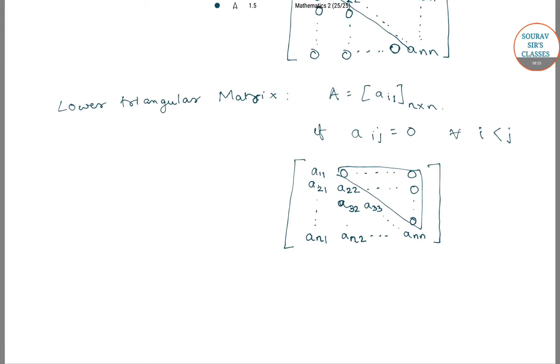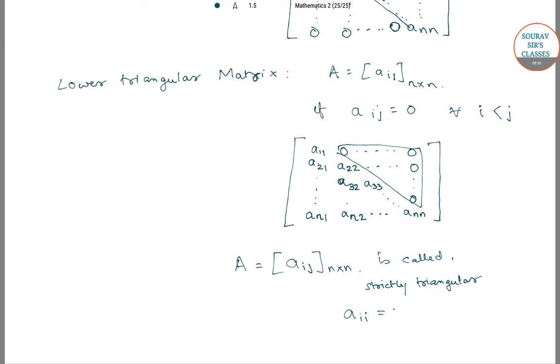A triangular matrix of order n is called strictly triangular if Aii is equal to 0 for all i equal to 1, 2, and so on till n. So if the diagonal elements are also 0, then the triangular matrix will be called strictly triangular matrix. So these are the different types of matrices.